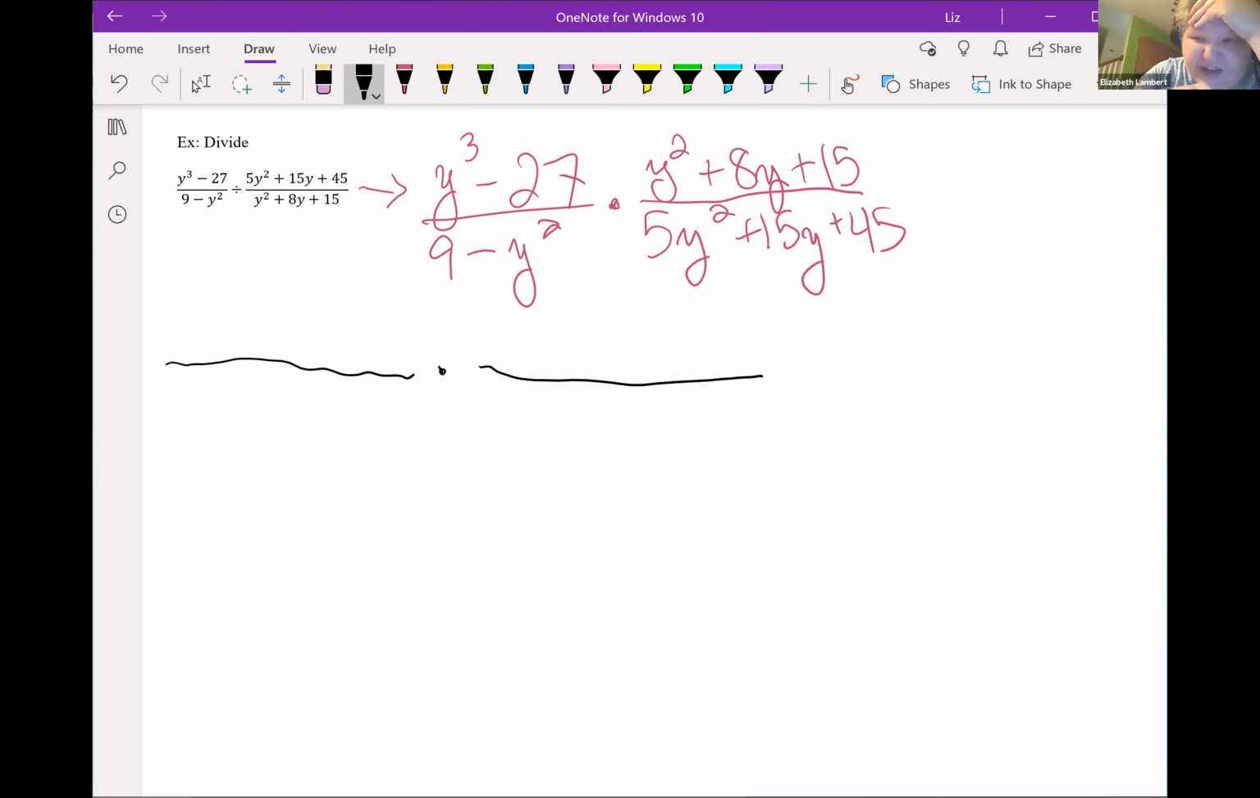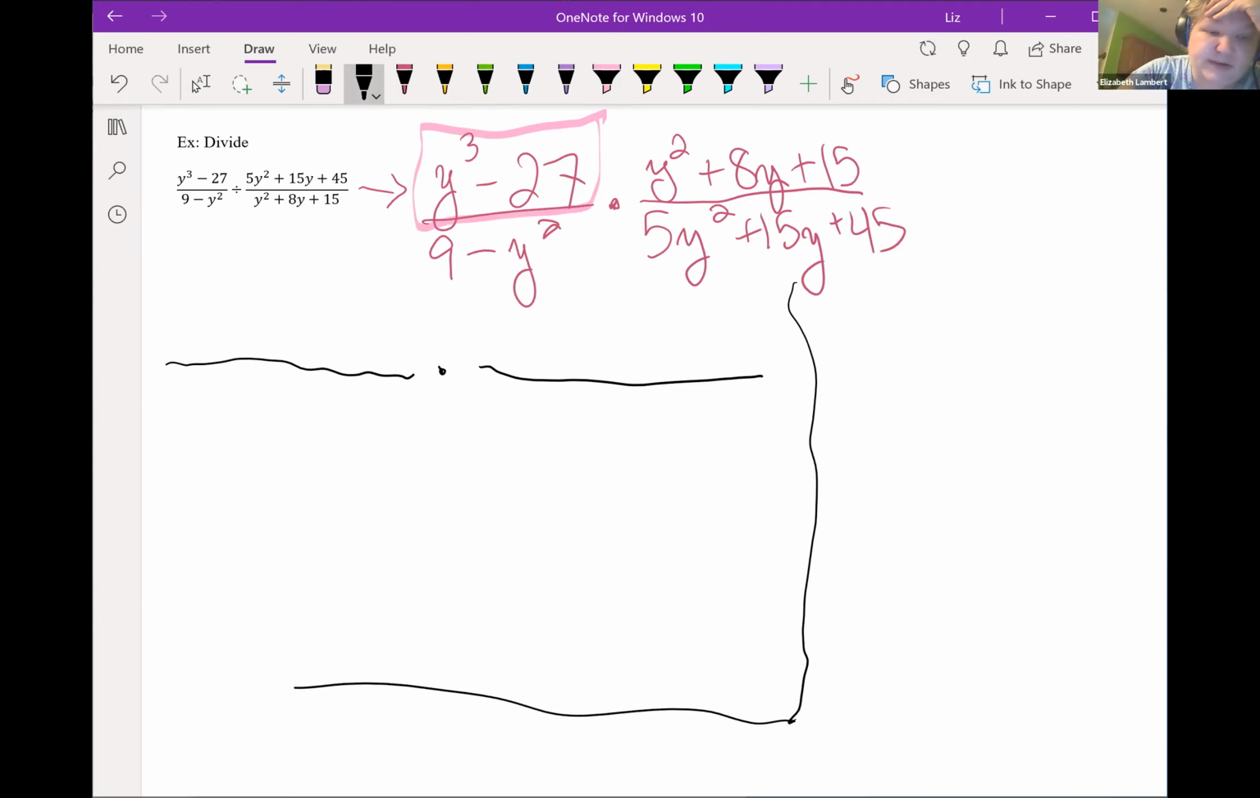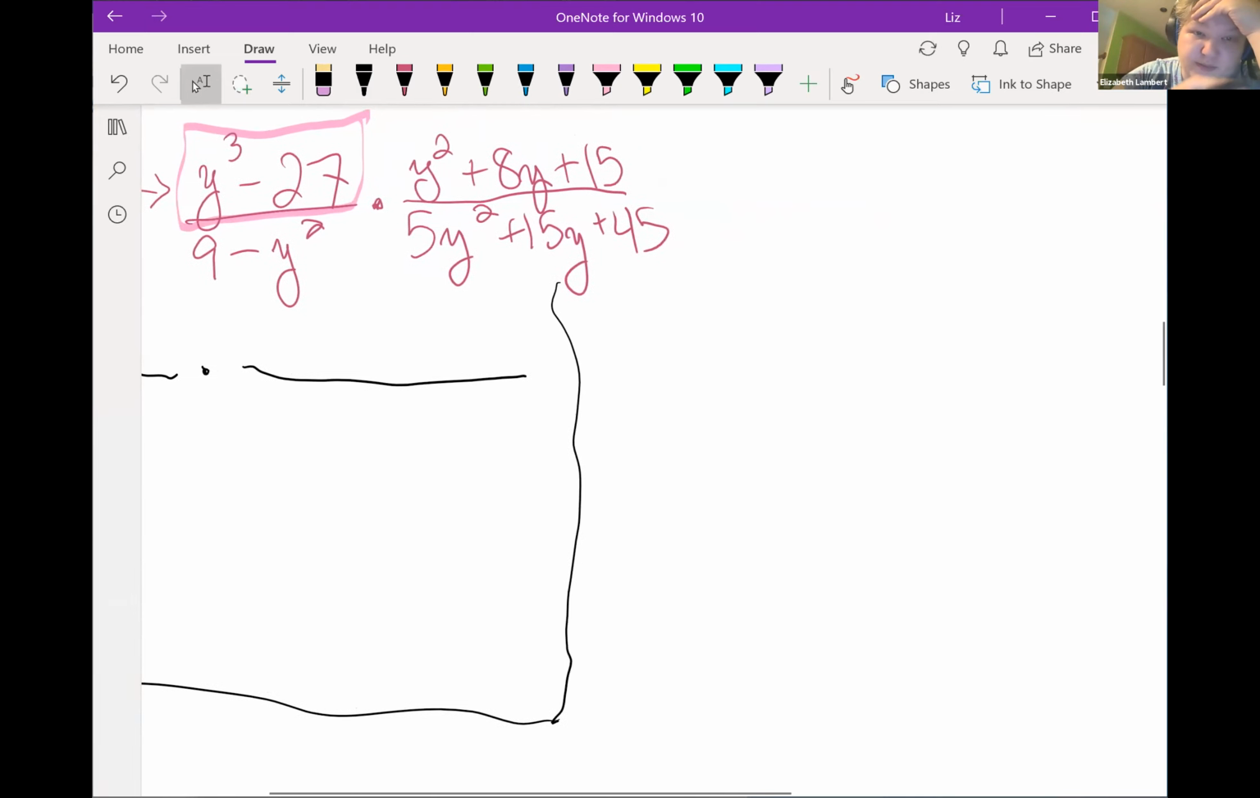So that's going to be where I fill in stuff. All right, now our first one here, I'm going to take that y cubed minus 27. And what I'm going to do is kind of leave myself a little workspace here. Like that's where my formal work is. And then over here, we're going to do scratch work.